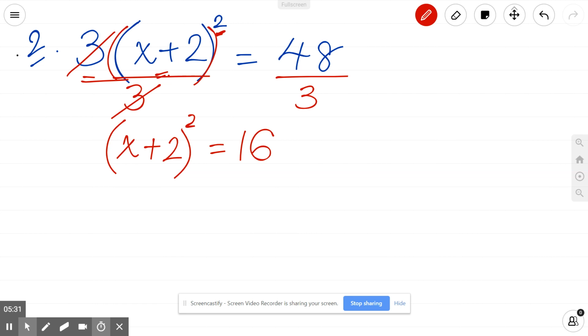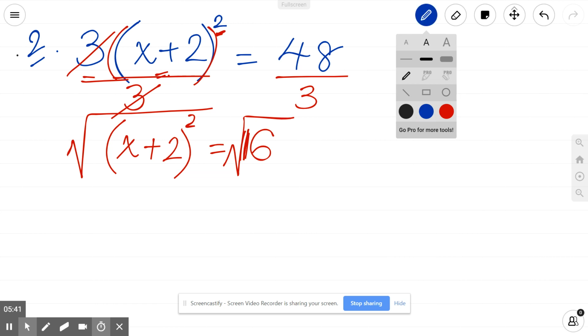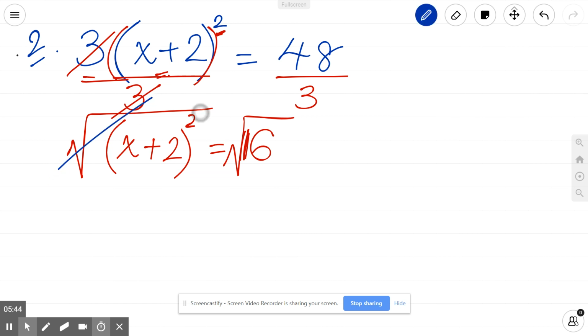Now remember, on the first page, we talked about square being the opposite of square root. So that is the reason I'm doing the square root on both the sides, because we know that square and square root are each other's opposite. So it's gone here. So I have x plus 2 equals square root of 16. What number when multiplied by itself gives me 16? That is 4. So the square root of 16 is 4.